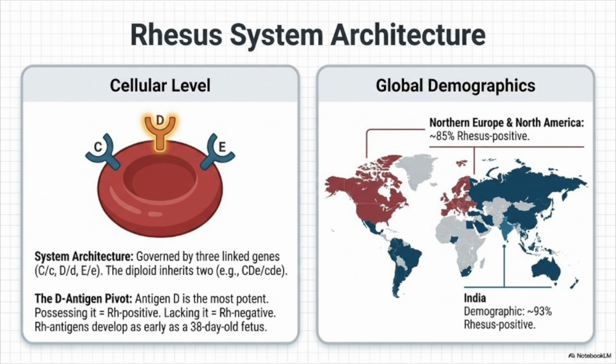At the cellular level, the rhesus system is governed by three linked genes C, D, and E. The D antigen is the most potent. Possessing it makes a person rhesus positive, while lacking it makes them rhesus negative. Rhesus antigens can develop as early as a 38-day-old fetus. Looking at global demographics, Northern Europe and North America show about 85% rhesus positive individuals, while India shows an even higher demographic, at about 93% rhesus positive.